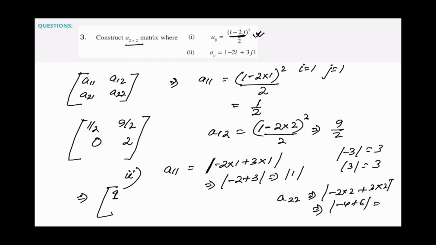Minus 4 plus 6. So basically that is equal to mod of 2. So that is 2. Okay. So what do you have to do? Rest, find the answer yourself. Pause the video, find it out. The answer will be this one.